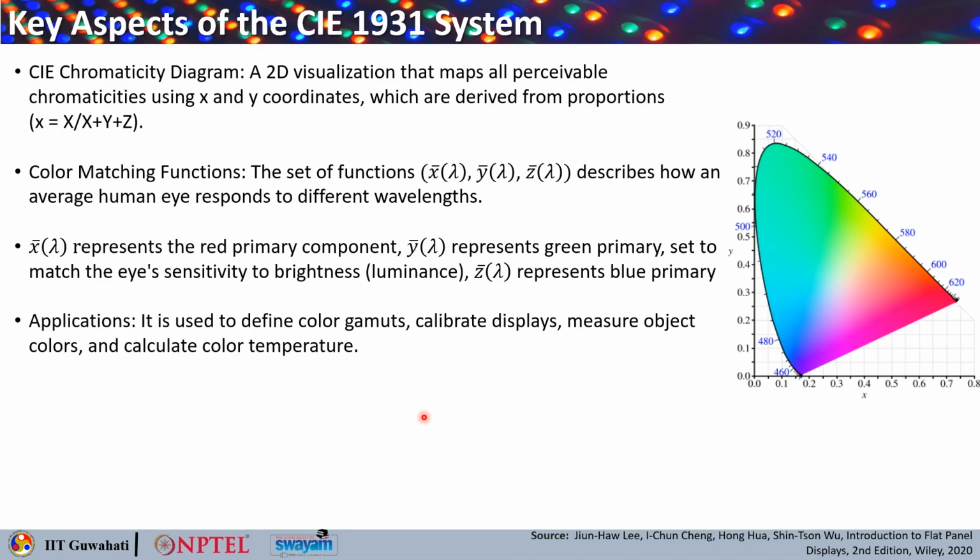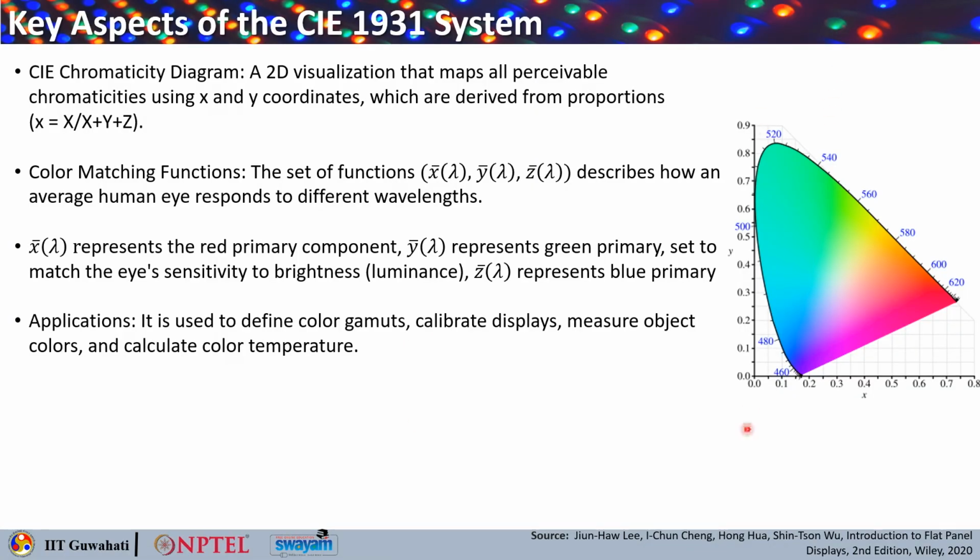So, what are the applications? This particular system can be used to define color gamut, that means the wide range of colors that it can represent, and it can calibrate displays. A red should look red, so you need to calibrate displays. It can measure object colors and the color temperature.